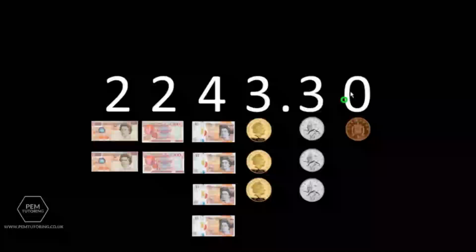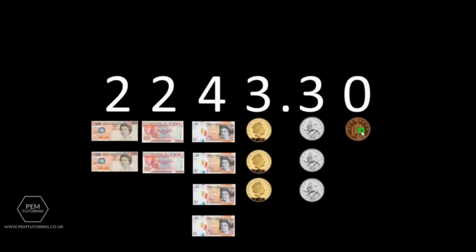If we look at the 100ths place, we have the penny. If we just put a penny in there, that is a 100th, because there are 100 pennies in a pound. So the total money here we have is £2,243, and we have three 10p coins. That is 30 pence on top of 1 pence, so it's 31 pence.